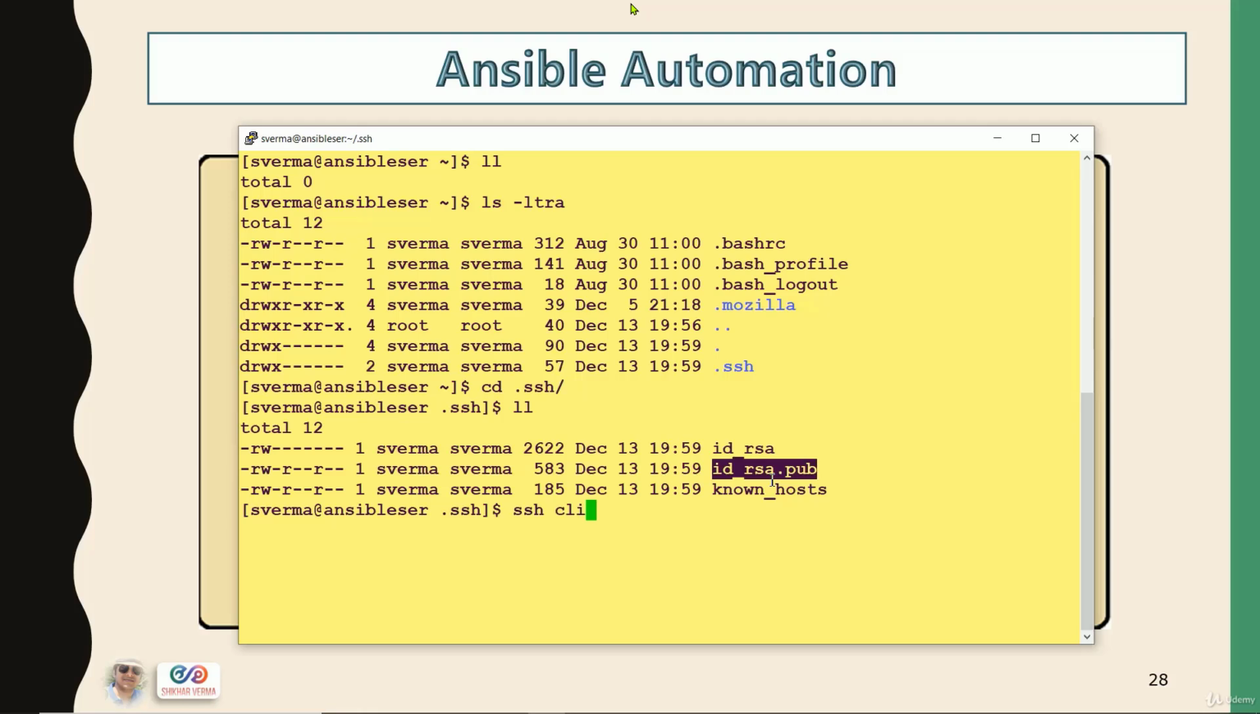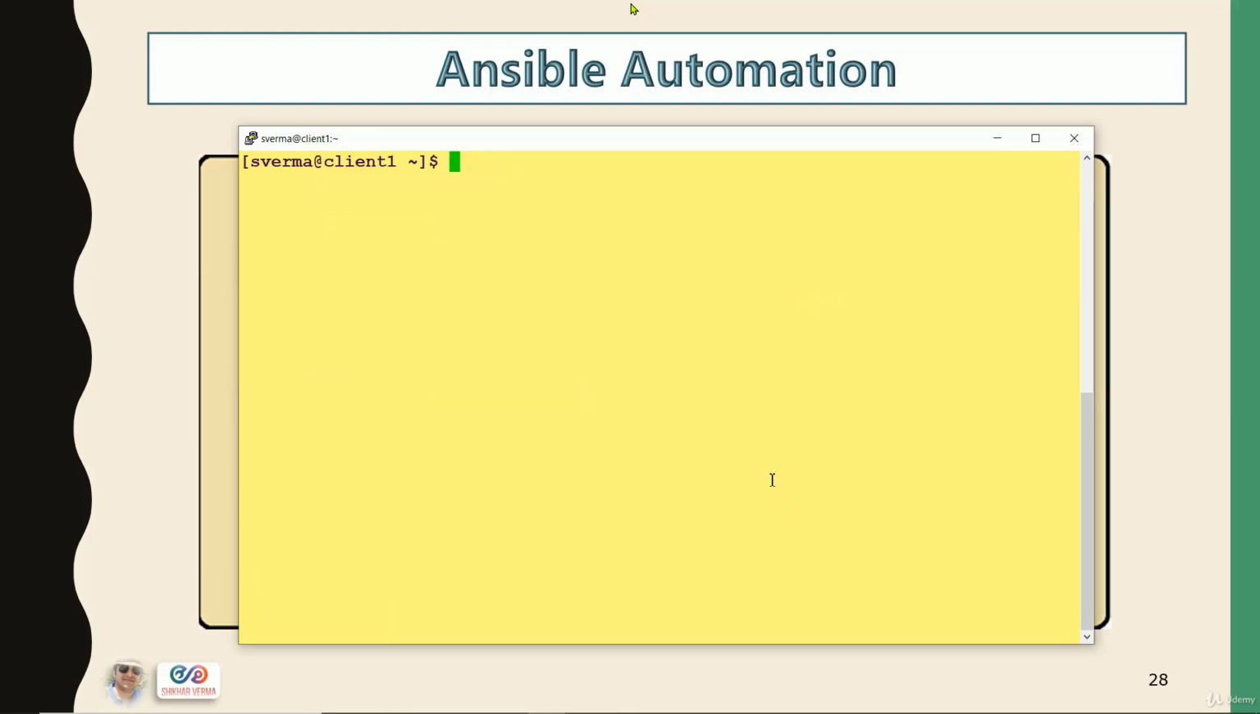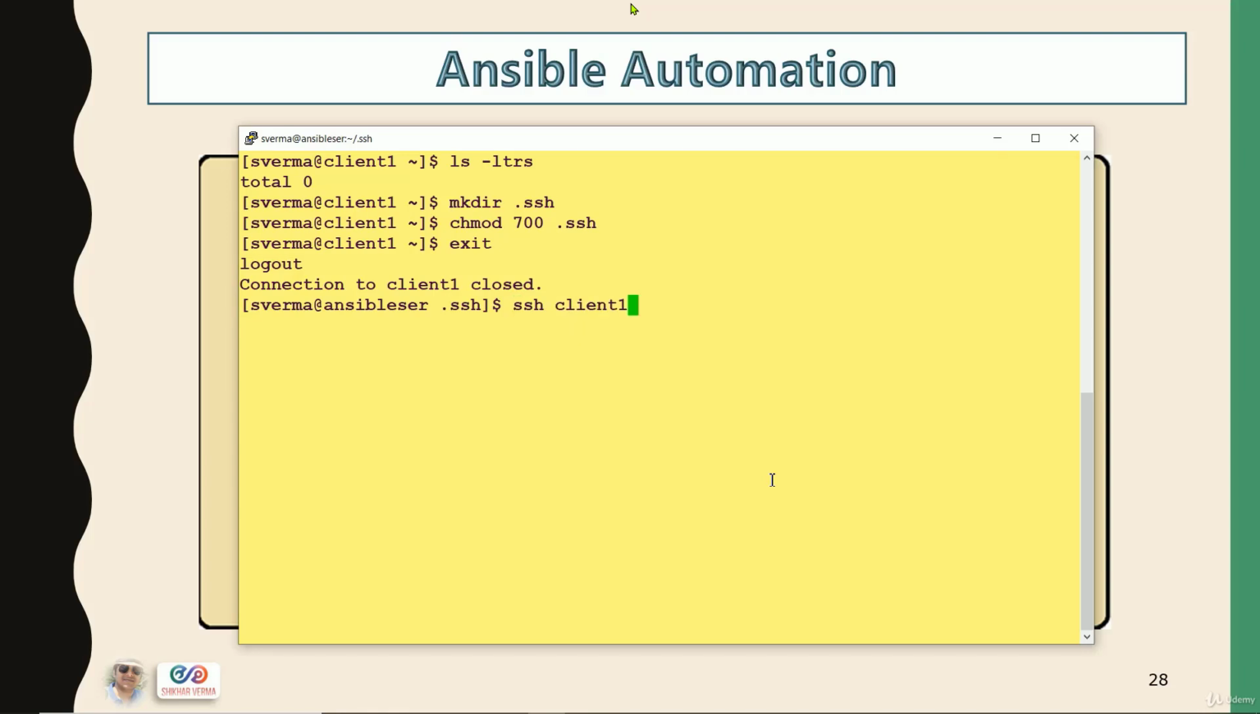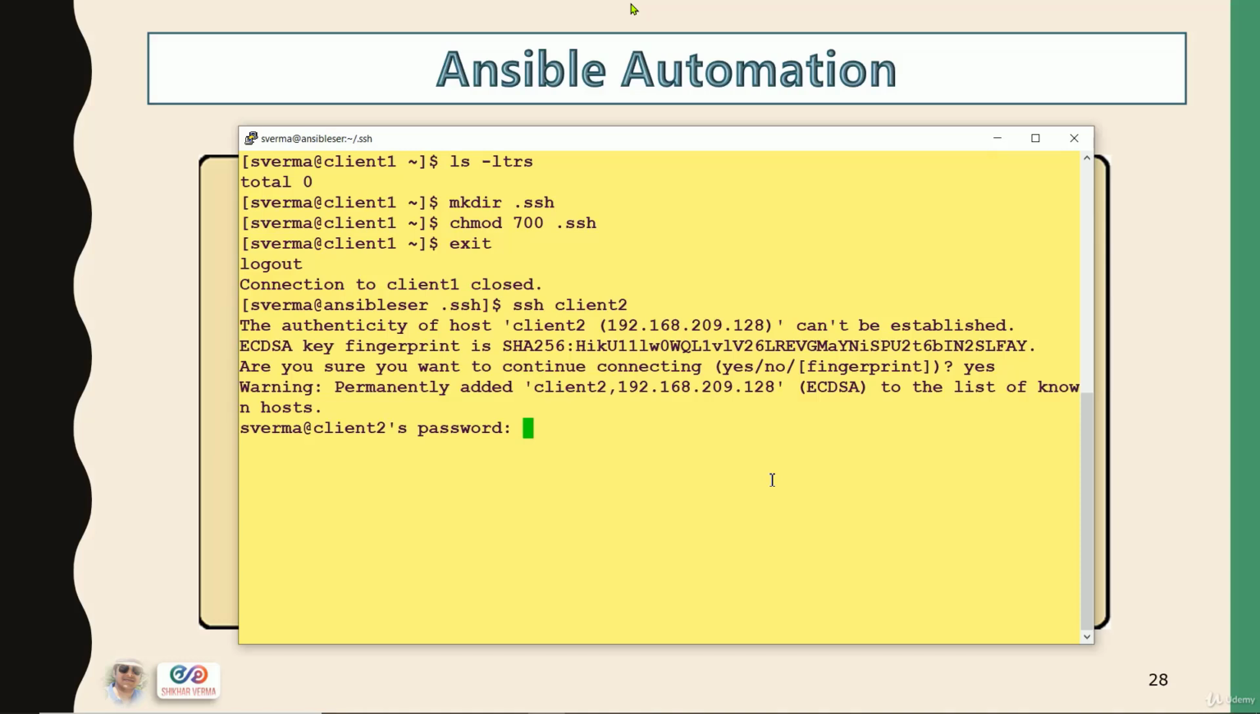Let me first log into this server, that is client 1, right, and I'm in this location. Here you can see that the hidden directory is not there, so I need to create the SSH directory here, mkdir .ssh, right, and the permission should be this one. Same I have to do for my other servers as well, client 2 and client 3.